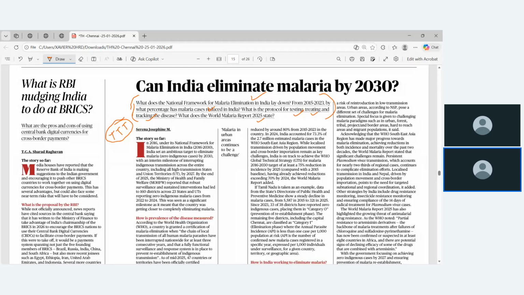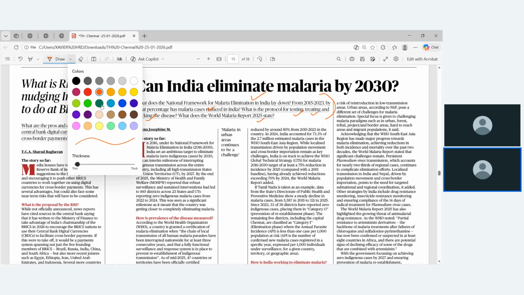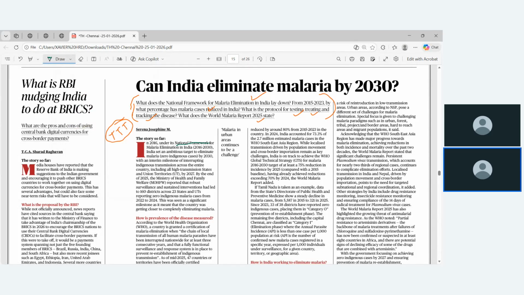So come to this first paragraph. In 2016, there is a National Framework for Malaria Elimination in India, 2016 to 2030. So through that national framework, India set an ambitious target.